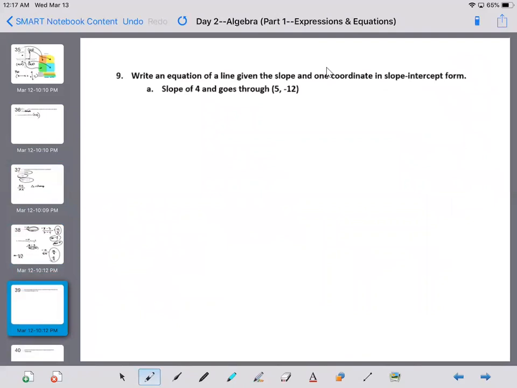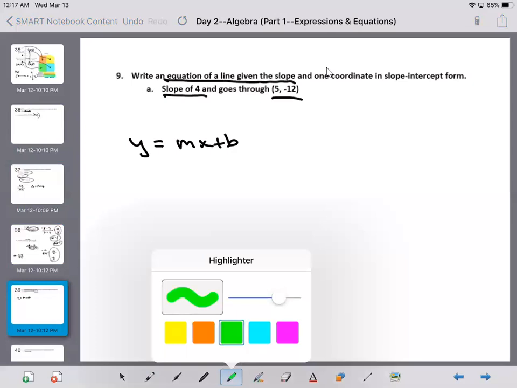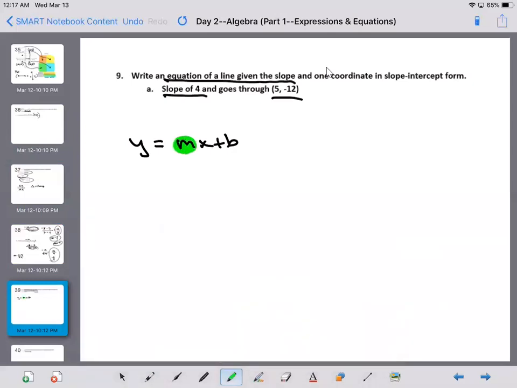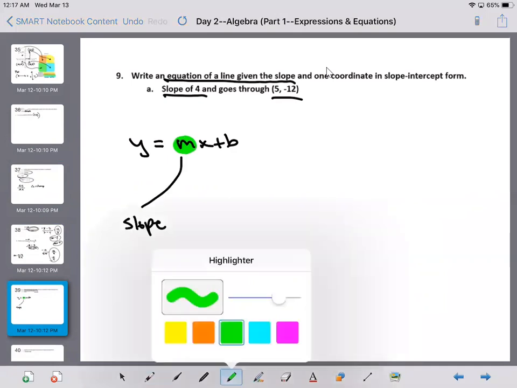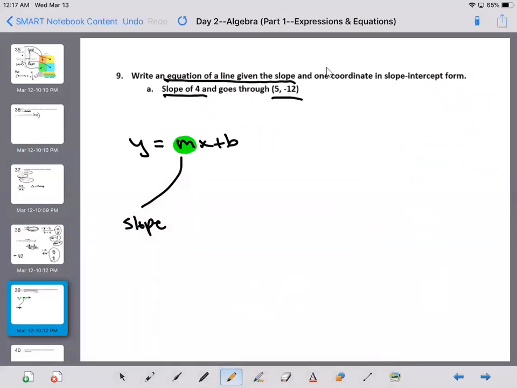Here I'd like to write an equation of a line where you're given the slope and it's got to go through a point. So we're going to use our slope-intercept form, y equals mx plus b, where m is going to represent slope and b is going to represent what we'll call our y-intercept. Hence the name slope-intercept form. So what do we know?